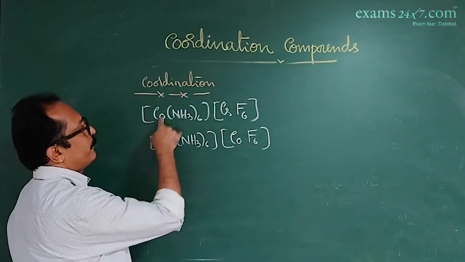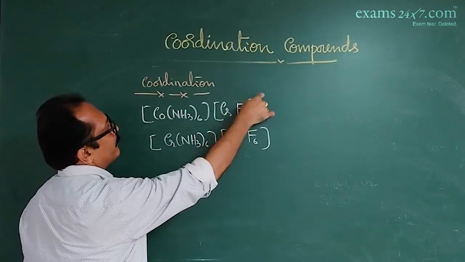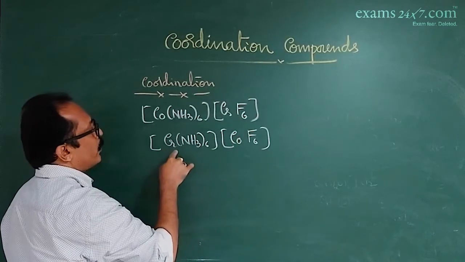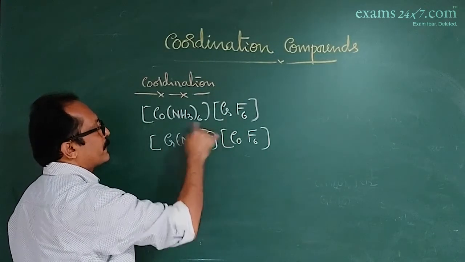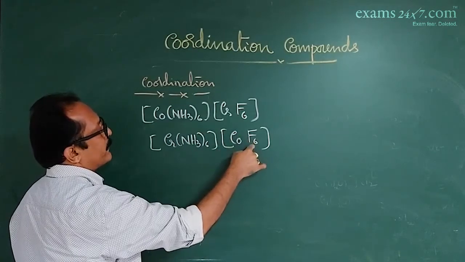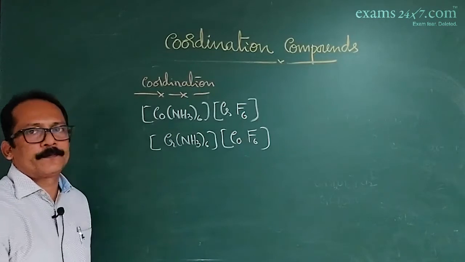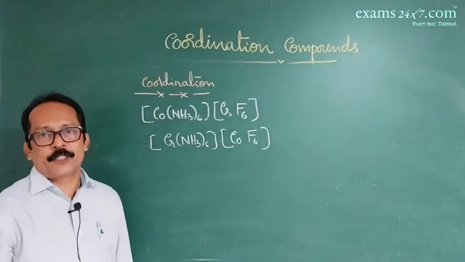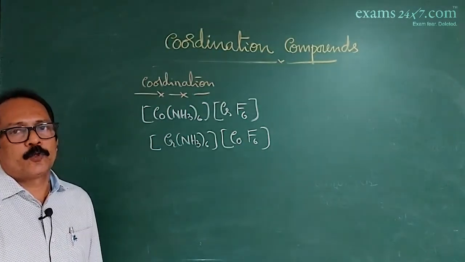Cobalt is plus 3. Here chromium is plus 3, and the other part is minus 6, so plus 3 minus 3 is 0. Same here also, chromium plus 3, 0, this plus 3. Here cobalt is plus 3, F6 is minus 6, so the charge on this part is minus 3. So here the ligands can be interchanged. That kind of complex is called coordination isomerism.